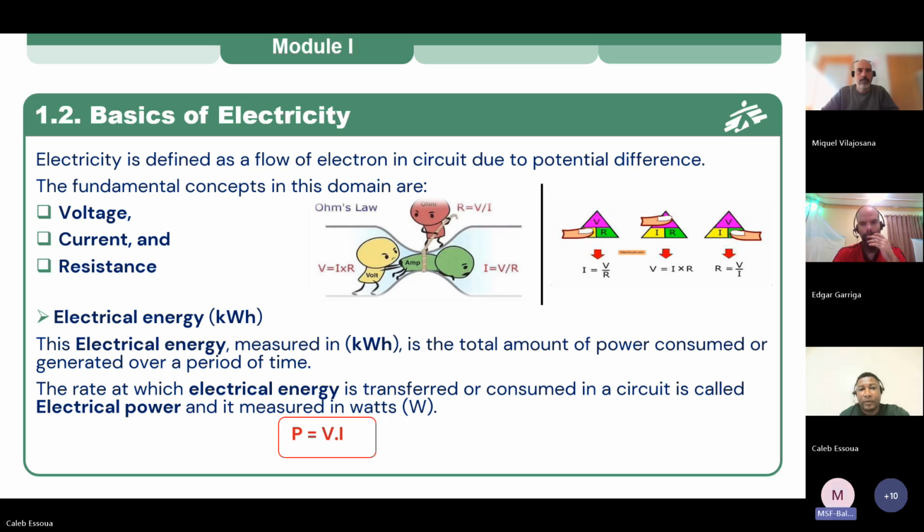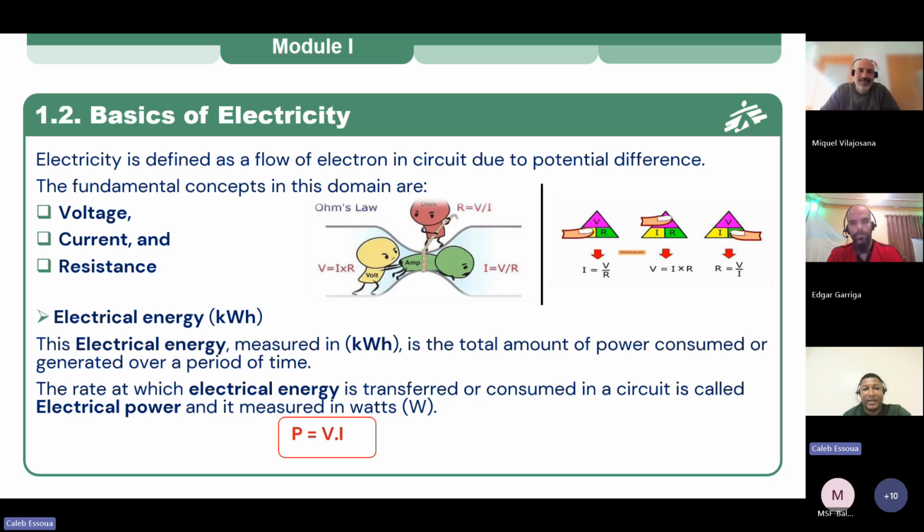Just in terms of the color, these are three boys: yellow, green, and red. The yellow one is pushing the green one. The red one is holding the green one, not letting him go, which is resistance. We go step by step.